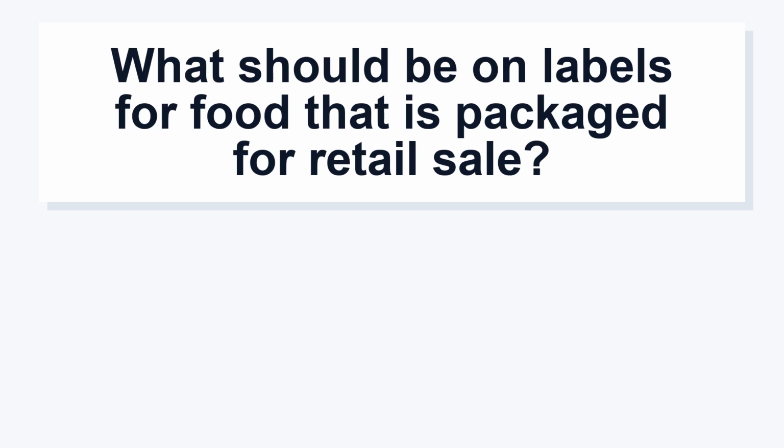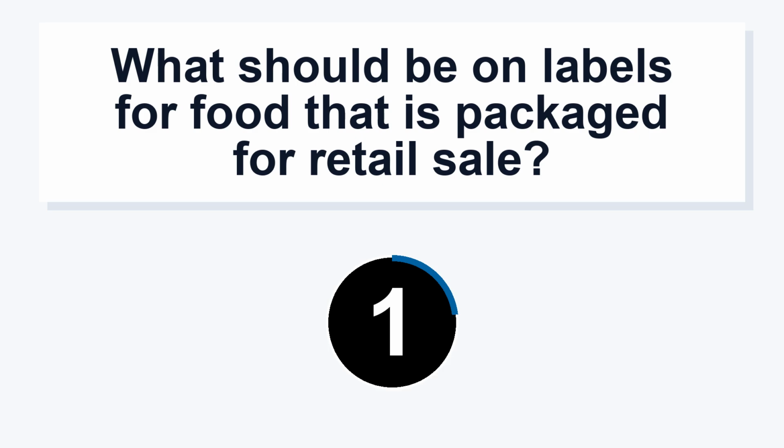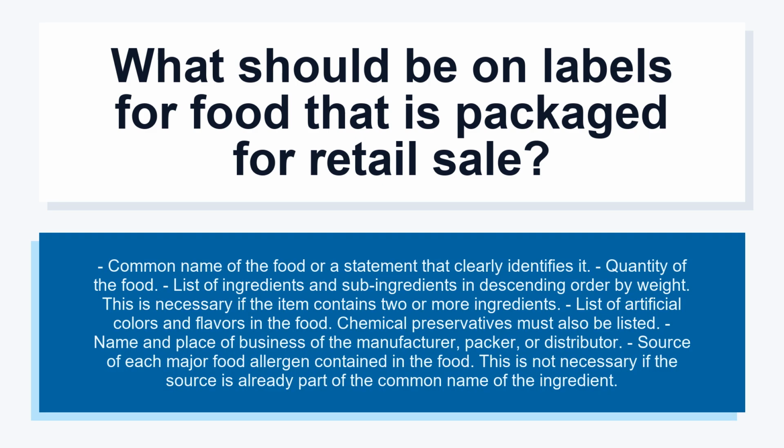What should be on labels for food that is packaged for retail sale? Common name of the food or a statement that clearly identifies it. Quantity of the food. List of ingredients and sub-ingredients in descending order by weight. This is necessary if the item contains 2 or more ingredients. List of artificial colors and flavors in the food. Chemical preservatives must also be listed. Name and place of business of the manufacturer, packer, or distributor. Source of each major food allergen contained in the food. This is not necessary if the source is already part of the common name of the ingredient.